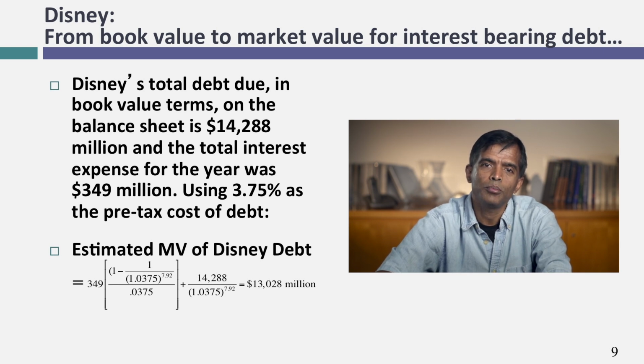You can take any company and convert the book debt that it has into market debt using this very simple approximation. So that takes care of the interest-bearing debt. I have a market value for the debt. But there's one more loose end to tie up. Remember I said debt should include lease commitments as well?